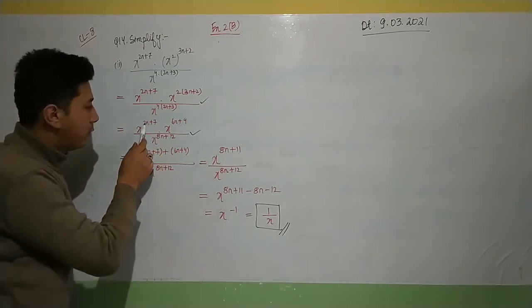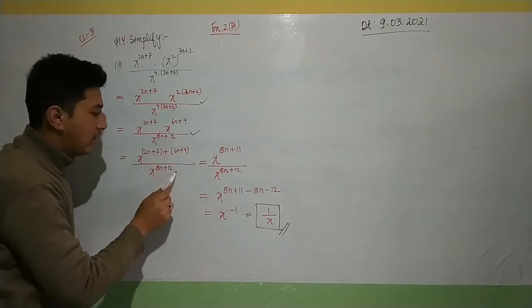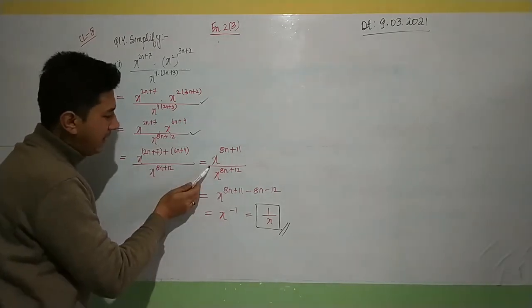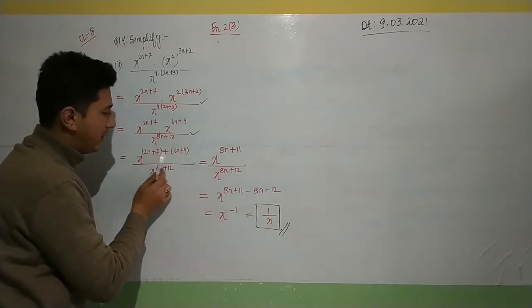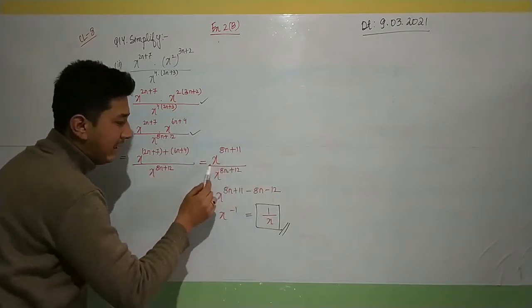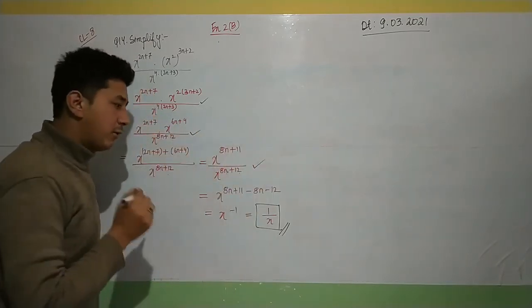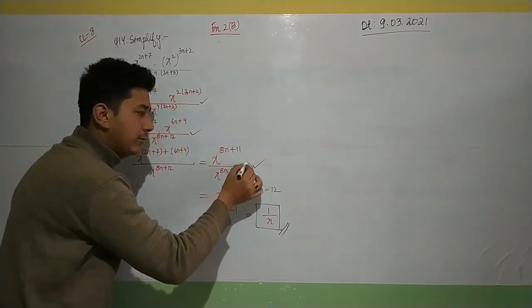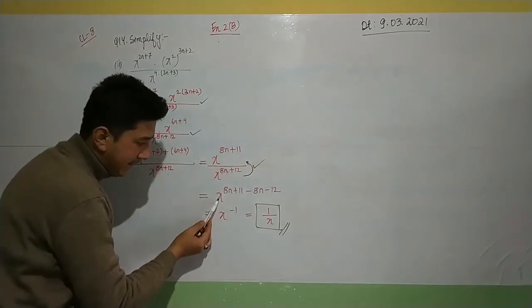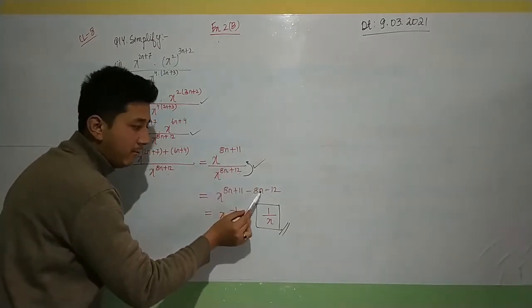So add the powers means 2n plus 7 plus 6n plus 4 whole, divided by x to the power 8n plus 12. Okay, I've used the power product law, and now which will give me 2n plus 6n, 2 plus 6, 8, plus 7 plus 4, 11, divided by x to the power 8n plus 12 is as it is. Okay, till here. Now what will I do? I'll take this term to the numerator and the powers will be negative, minus 8n minus 12. So hence I get x to the power 8n plus 11 minus 8n and minus 12.